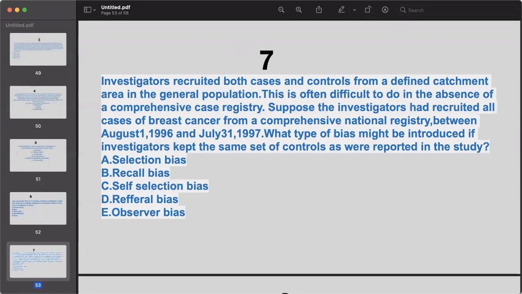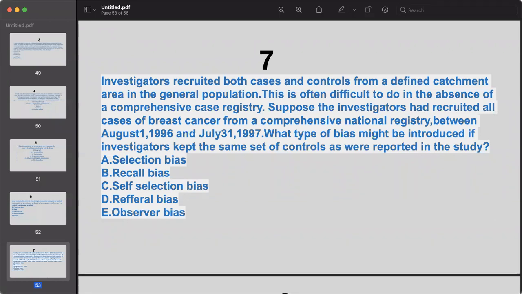Seventh, investigators recruited both cases and controls from a defined catchment area in the general population. This is often difficult to do in the absence of a comprehensive case registry. Suppose the investigators had recruited all cases of breast cancer from a comprehensive national registry between August 1, 1996 and July 31, 1997. What type of bias must be introduced if investigators kept the same set of controls as were reported in the study? A, selection bias; B, recall bias; C, self-selection bias; D, referral bias; E, observer bias.